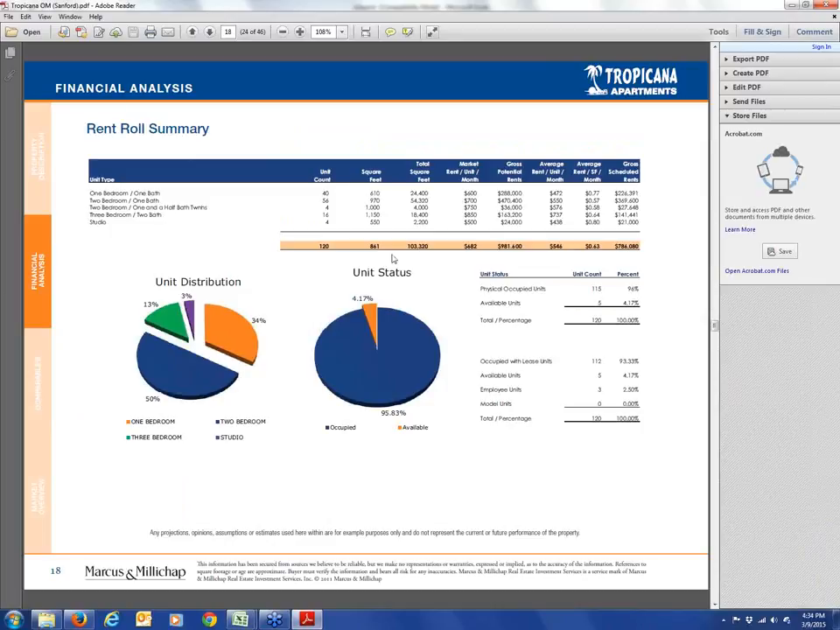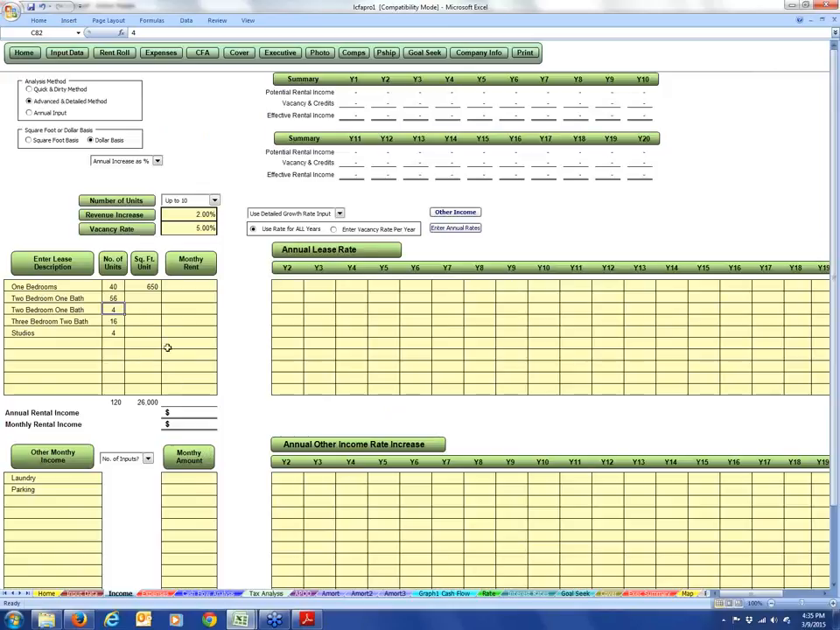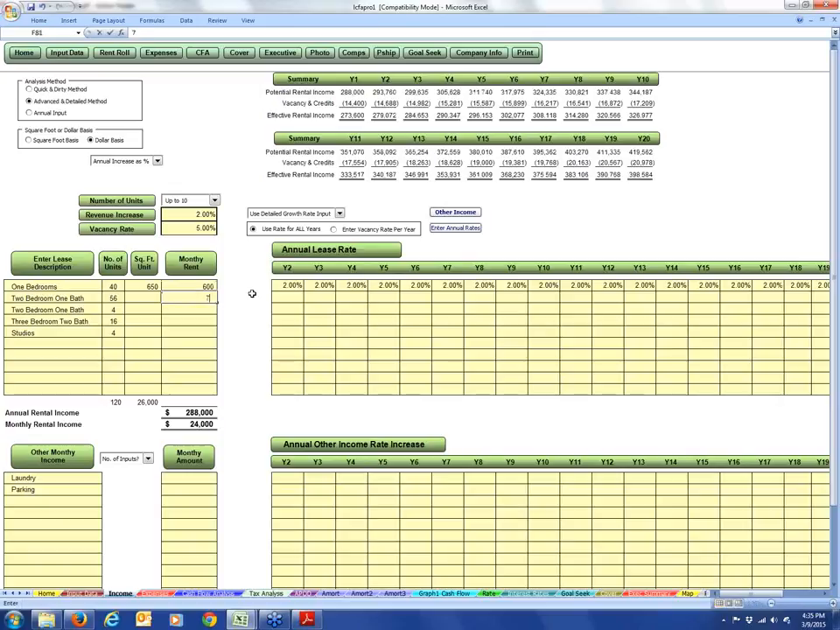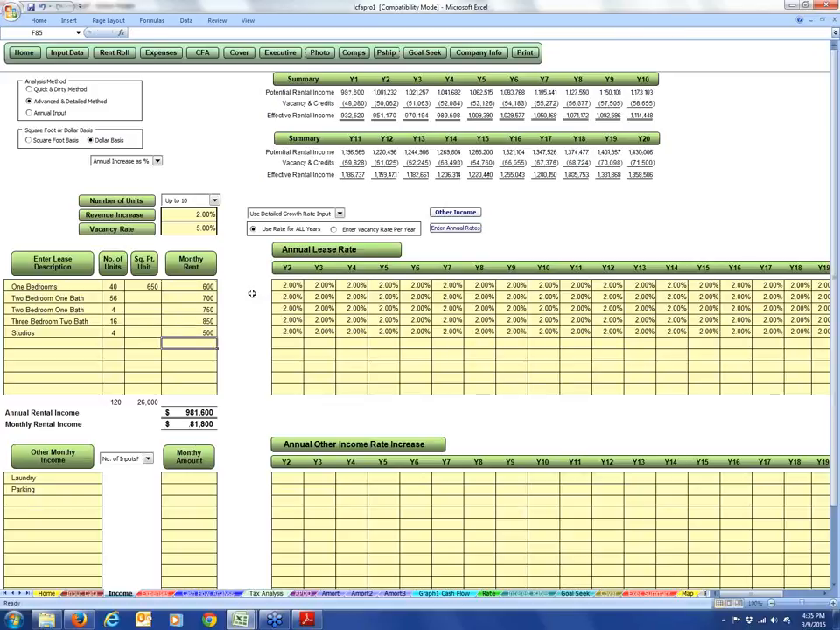Okay, now I go back to my spreadsheet, and I say the market rents for these properties are 600, 700, 750, 850, 500. Now, note what I do here. I'm going to take these market rents, not what they're getting, but what they could be getting. I'm going to put it in right in here. And that is the gross potential right there, $981,600. That's what the property could collect.